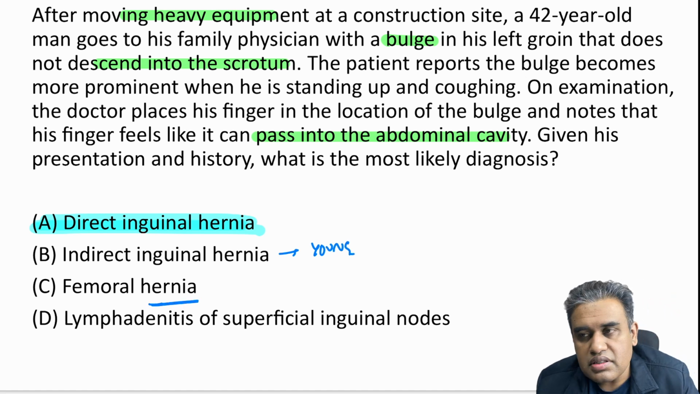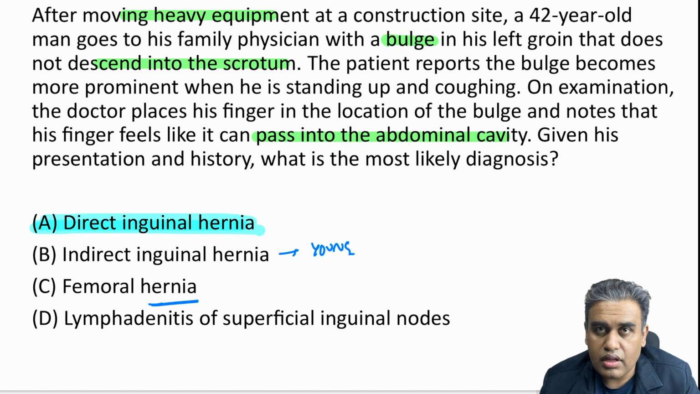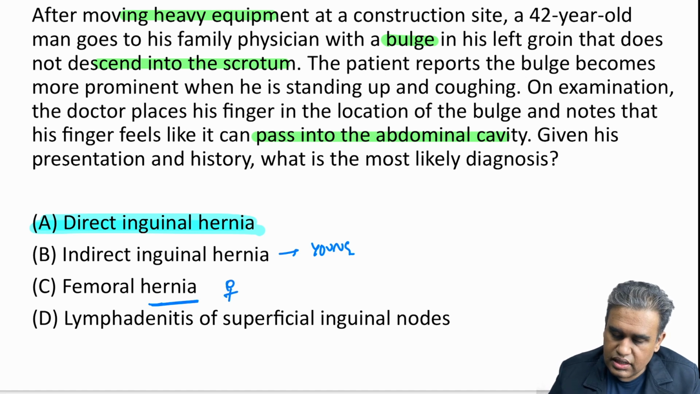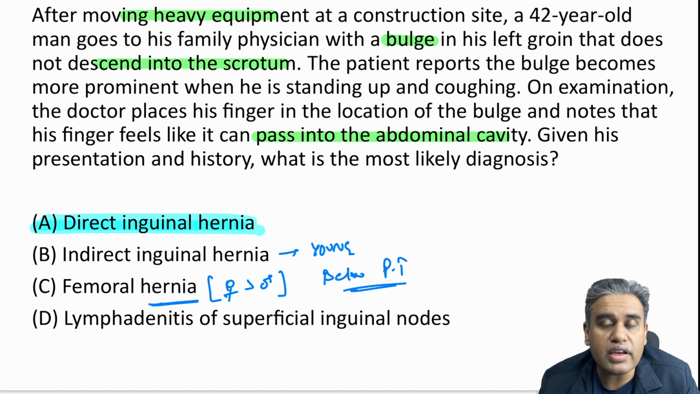Femoral hernia is actually present below and lateral to the pubic tubercle. It is more common in females than males because of the wider pelvis, and its location is below the pubic tubercle, right? Not exactly in the groin area, but in the upper medial thigh area. This is where we will have the femoral hernia. Now this hernia is through the femoral canal. Femoral canal you will see in the lower limb, as we have done the lower limb also. It is present more medially, right? If you look at the femoral triangle area, more medially we have the femoral canal.